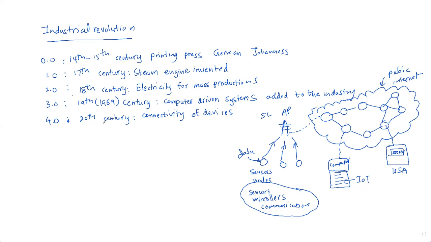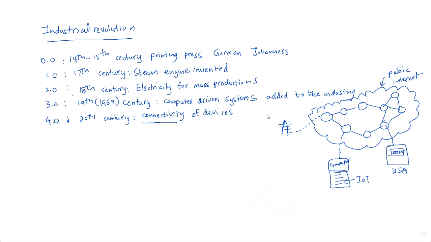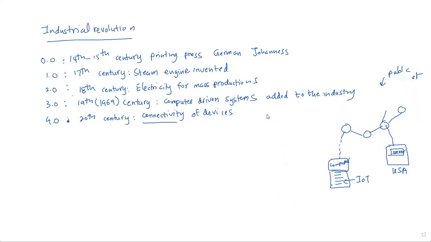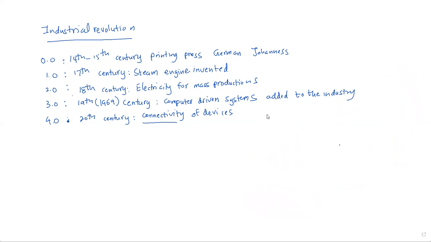So Industry 4.0, the industrial revolution available in the 20th century, focuses on the connectivity of devices, right? So what is this connectivity of devices? They are basically talking about IoT, the Internet of Things. That means connectivity between things. So in the industrial scenario, how can we ensure the connectivity, right? That is the question that we need to answer.